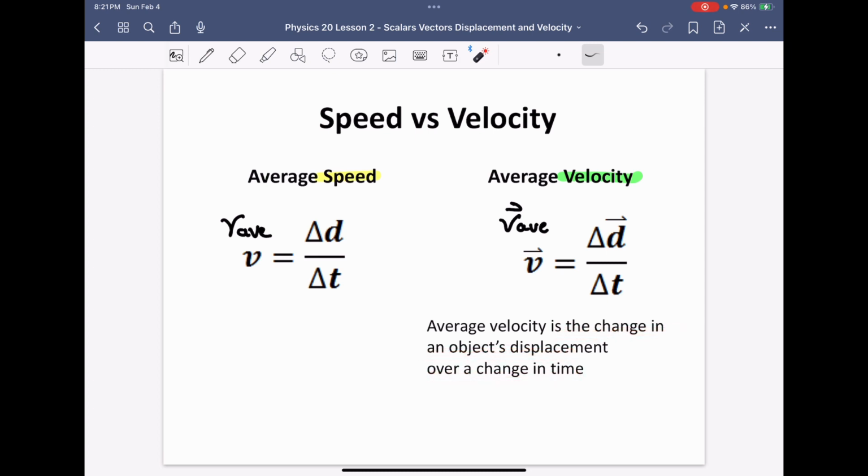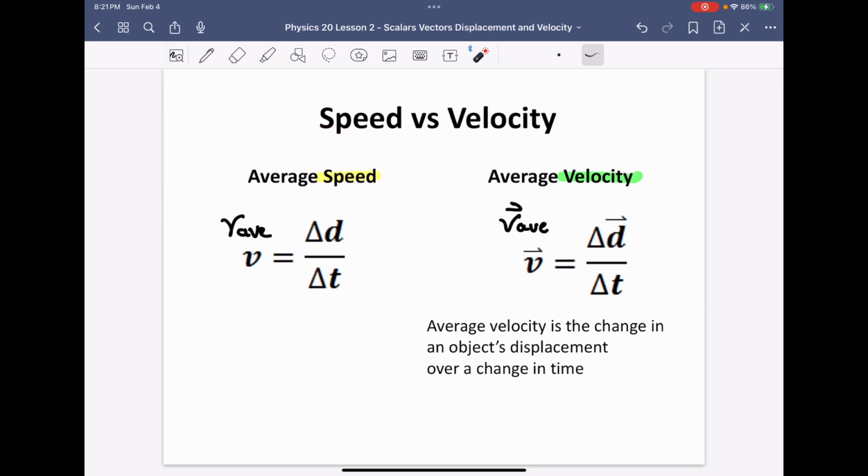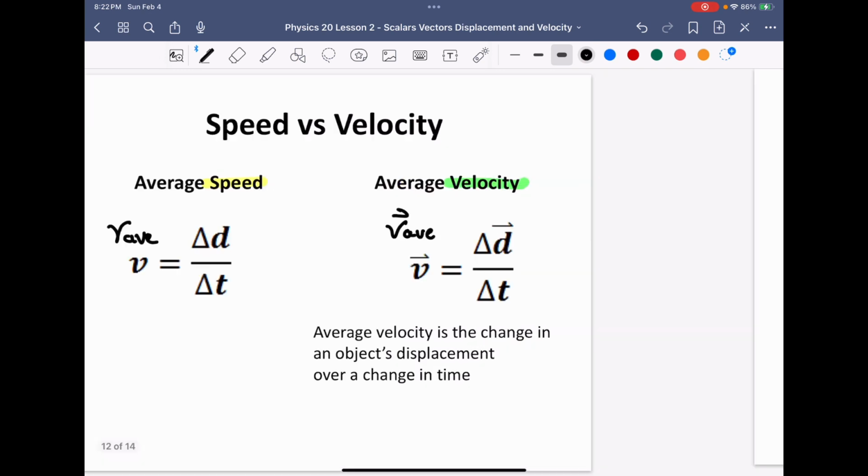So no longer, just like we did in lesson 1, do we just take our total distance and divide it by the total time to get average speed. No longer are we going to do that when we talk about velocity. We need to figure out, first of all, what is the displacement over the total time. You'll see what we mean in a second when we move on to our example.